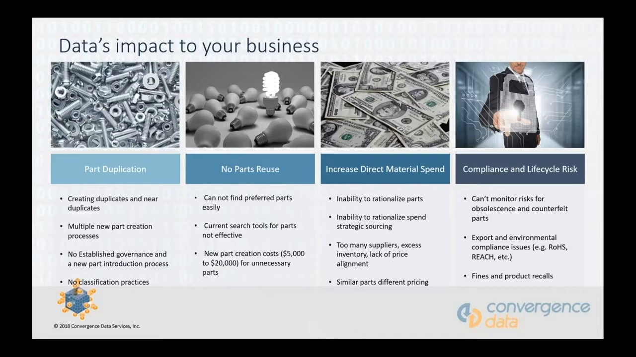And then another organization that will suffer from bad parts data is your supply chain, which will see increased direct material costs. Because if you have a proliferation of duplicate parts and near duplicate parts, you're going to have a lot of issues with high direct material spend, typically contributed by having too many suppliers providing you basically the same types of parts at different pricing and at different inventory levels, which is a huge cost to any organization. And then lastly, if your data is poor and you have electronic components, you may be at risk and have compliance and life cycle issues that you don't even realize. You may be putting obsolete components into your bills of material.